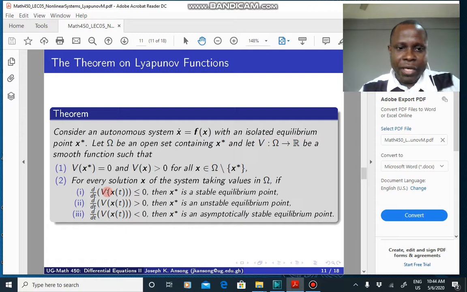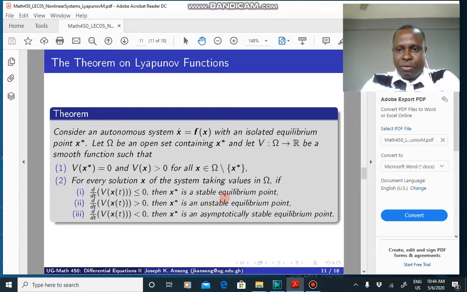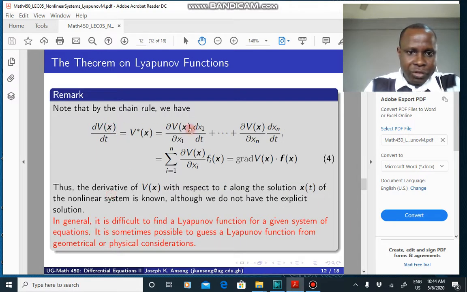From the total derivative, depending on its sign, you can conclude whether the equilibrium point is stable, unstable, or asymptotically stable. Also note that the total derivative is given by this. The total derivative is the partial derivative of v with respect to the independent variable t, then x1, and so on. So this is how you compute the total derivative.